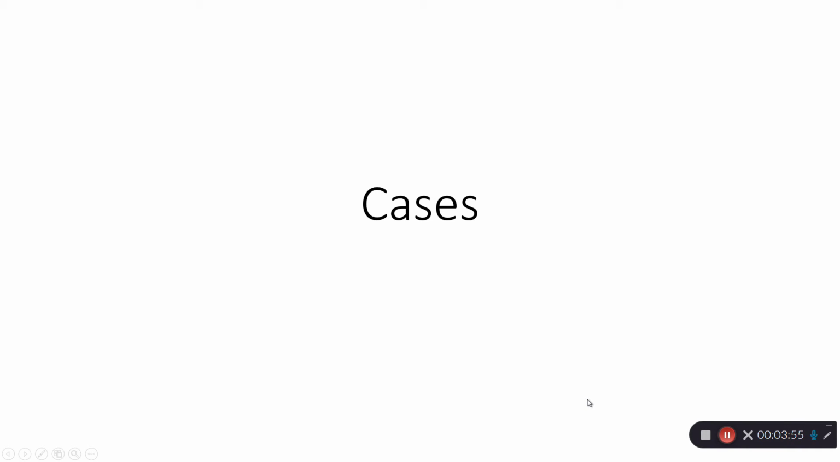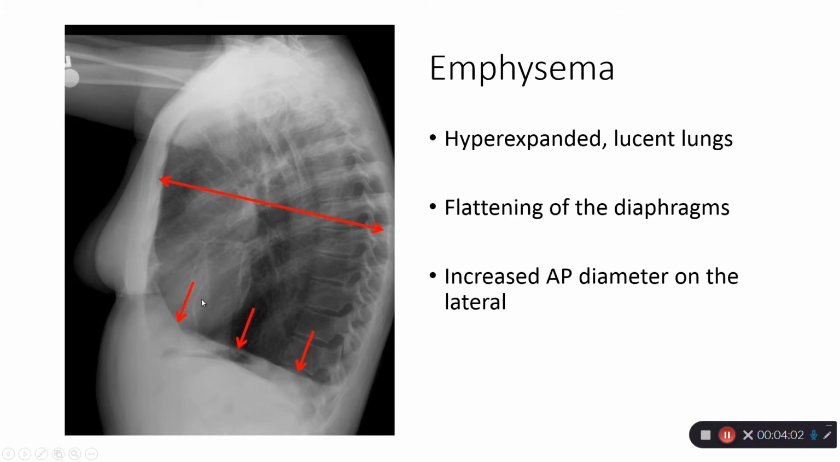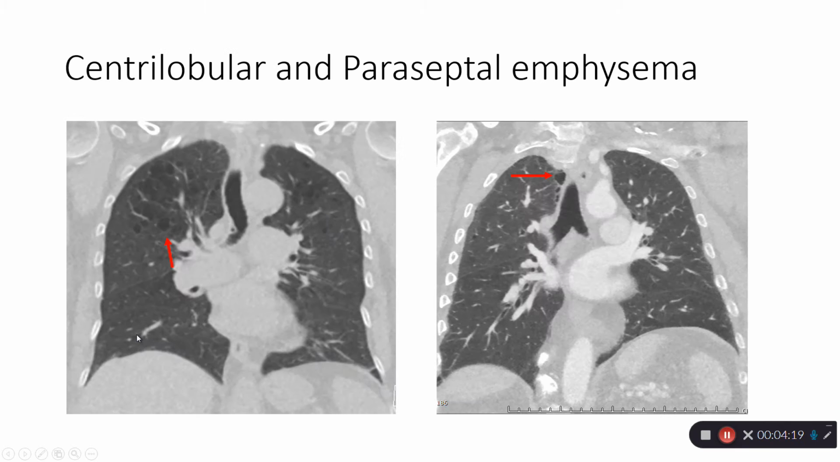Moving on to cases. 56-year-old female with shortness of breath. So underlying emphysema, which you probably recognized, lungs are hyperexpanded and lucent. There's associated flattening of the diaphragms and increasing AP diameter on the lateral view, which is going to correspond to barrel chest on physical exam.